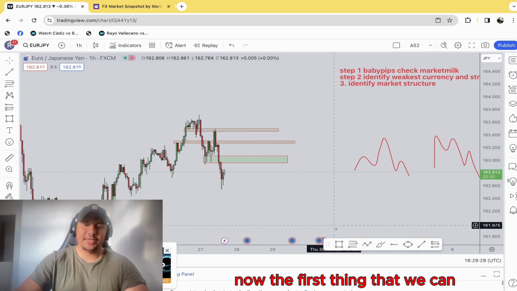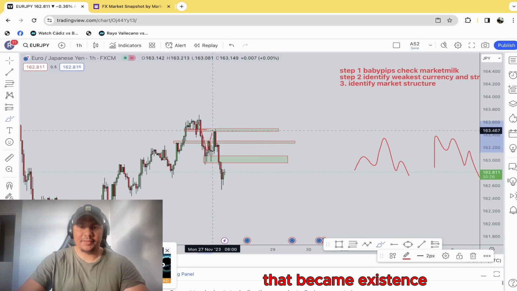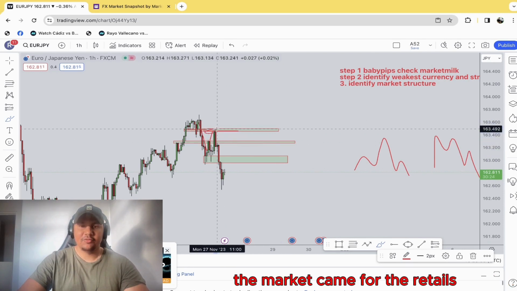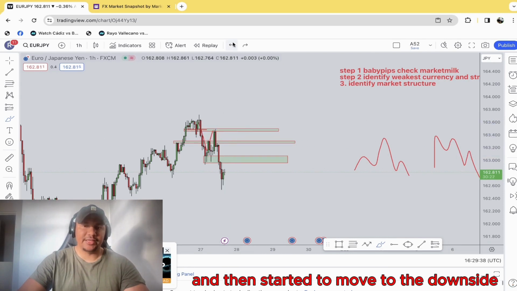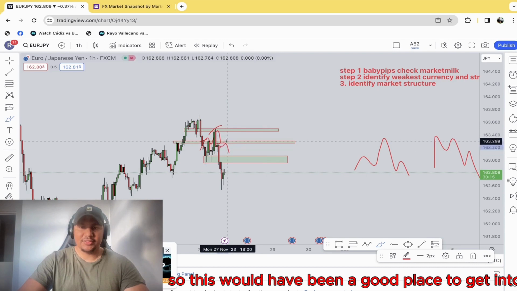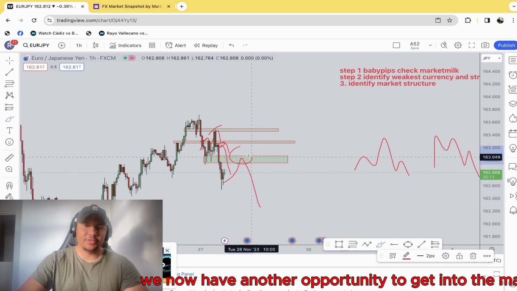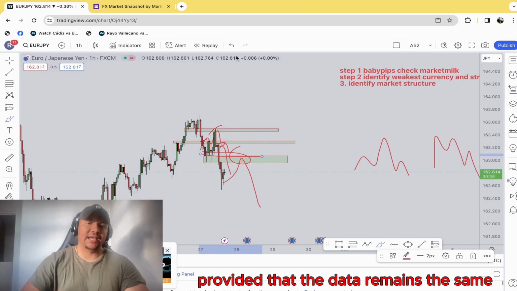Now, the first thing that we can see over here is that we had support, got broken, it became resistance, the market came for the retest and then started to move to the downside. We also have a head and shoulders pattern over here, as you can see. So this would have been a good place to get into the market as well. We now have another opportunity to get into the market, provided that the data remains the same.